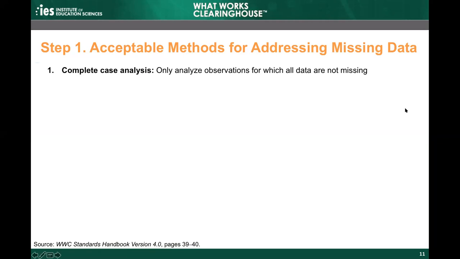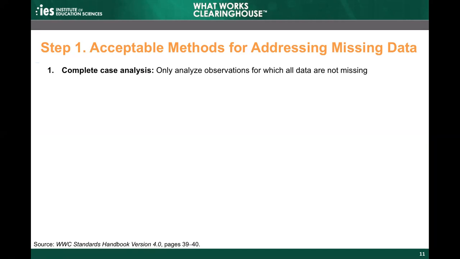The standards handbook provides a list of 5 acceptable methods for addressing missing data. Please note that in this slide, I'm just giving a brief description of each method. There are conditions under which each method is acceptable and additional requirements for some of the methods. We're going to highlight these conditions and requirements after we review the methods. And for more detail, they're also described in Table 2.6 in the Standards Handbook.